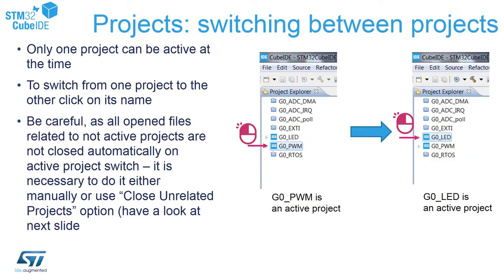To switch between the projects is quite easy. With Eclipse and STM32CubeIDE, it is enough to click with the left mouse button on the project we would like to make active, and there will be an automatic switch from one project to the other.